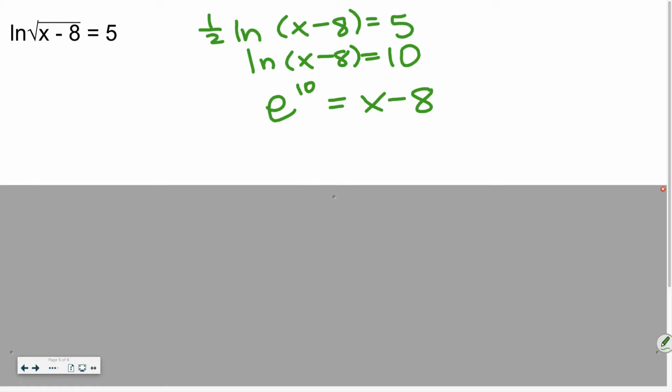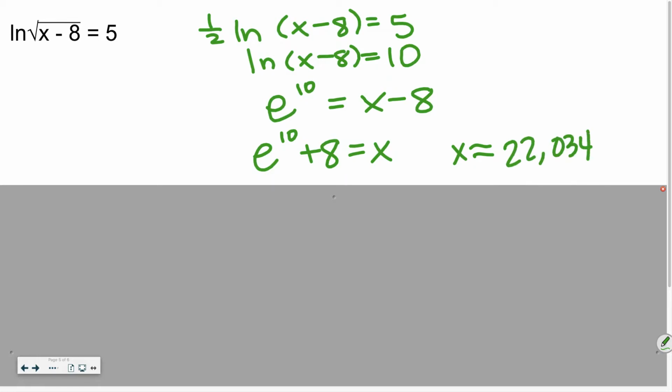Sure? So e to the 10th plus 8 equals x, which is going to be a very giant number, but please find it for me. All right, e is like 2.7, so when we take it to the 10th power. Gabe, you have it for me? Yeah, 22,034. Okay, to get a number that big.